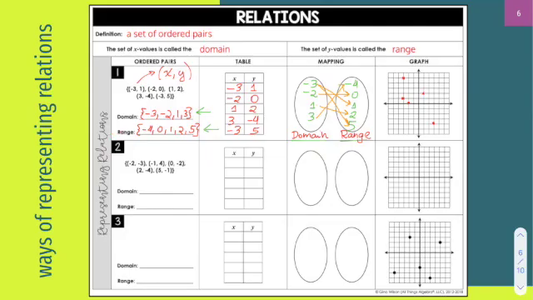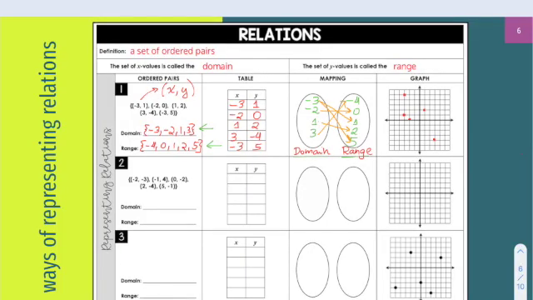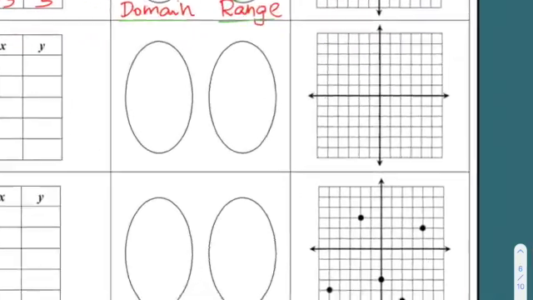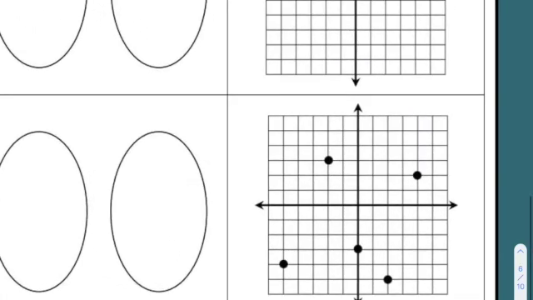I want you guys to try to do number 2 now on your own and upload it to Schoology in the appropriate place. Moving on to number 3. Number 3, I didn't give you the ordered pairs, but I did give you the graph. So we're going to have to go backwards in number 3, and this is pretty simple as well.